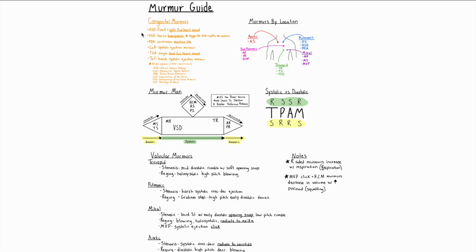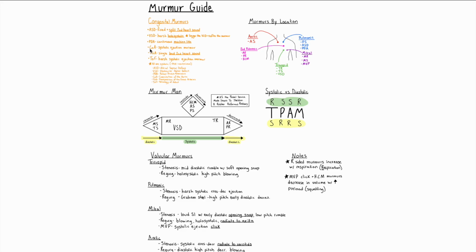Now, VSD is a harsh holosystolic murmur. This one is also more diagnostic, but it is part of our murmur man down here, which I'll describe in a minute. Now, PDA is a continuous machine-like murmur. This one is very diagnostic, and it's important to be able to pin PDA with continuous machine-like murmur. You could see a vignette of you're listening to a baby and you hear a continuous machine-like murmur. What is the diagnosis?